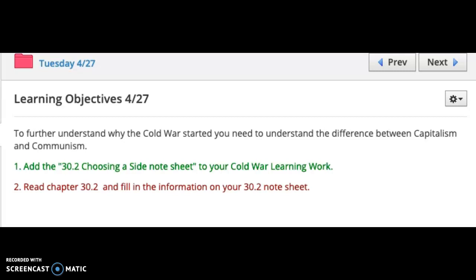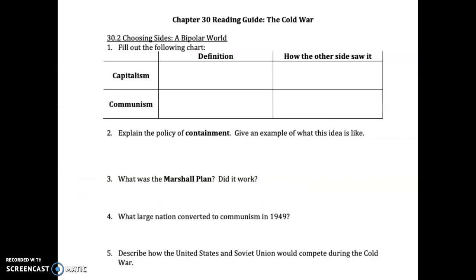For today's learning work, you are going to dig a little further into what capitalism and communism are. And so you're going to start by adding the 30.2 choosing a side note sheet into your Cold War learning work. And then you are going to read chapter 30.2 and fill in the information on your note sheet. This is what your note sheet looks like.